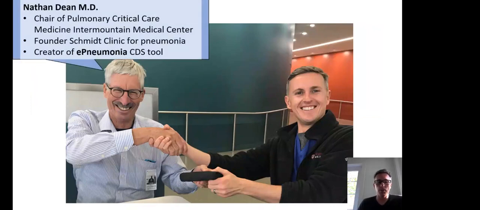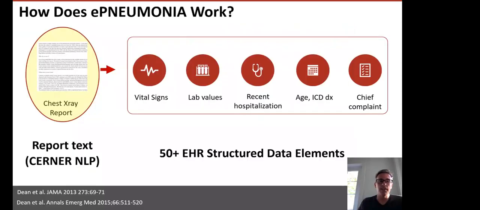And so this is the basis of a project that we started here. This is me meeting Nat Dean, who's the chair of pulmonary critical care medicine. So he's a pulmonologist, not a radiologist. And he's created a tool that uses EHR data to help clinical decision-making around pneumonia. And how does this work? Well, this ePneumonia tool relies on contextual data from the EHR, but also needs some of the information extracted from the radiology report of the X-ray, as you can see here.